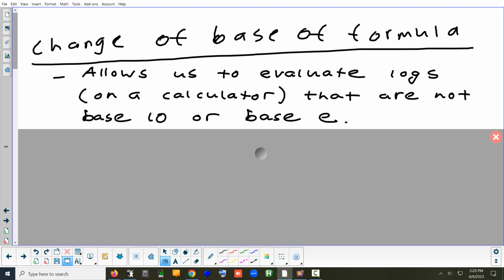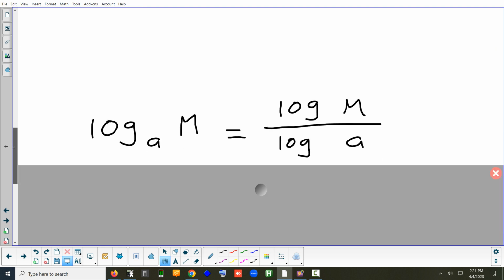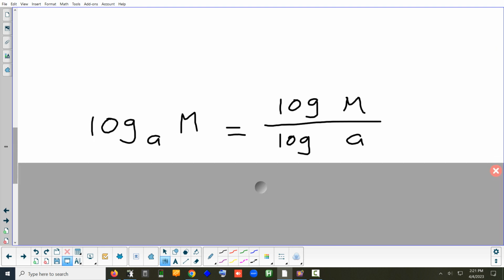Some calculators may have a special feature to type something in that's not base 10 or E automatically. But I'm going to show you how to do it for any calculator, even if it doesn't have a special feature. And there's actually two ways to do it. They come out exactly the same, and they're the same amount of work. Where did I write it? Right here. So that's one way to write the change of base formula.